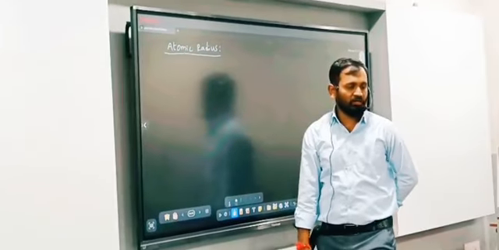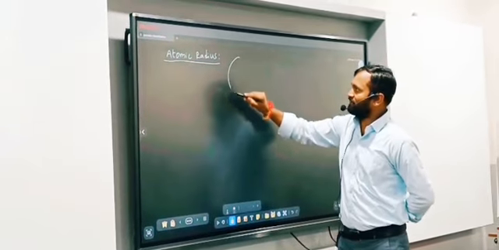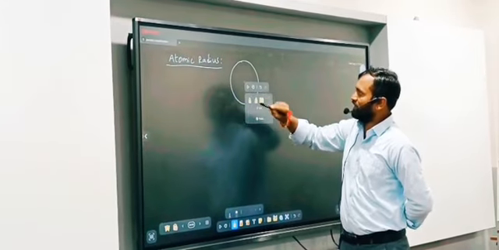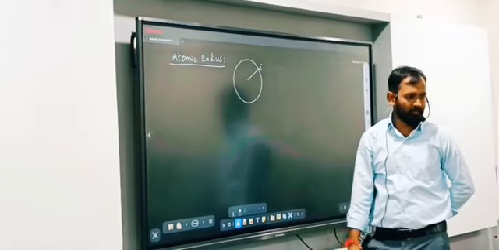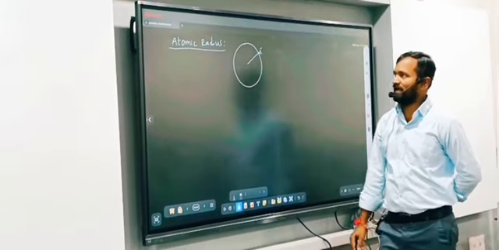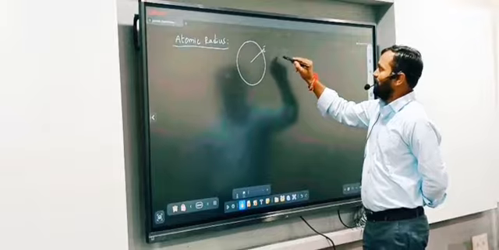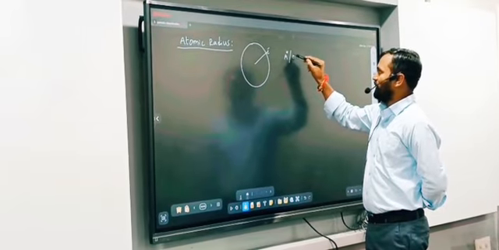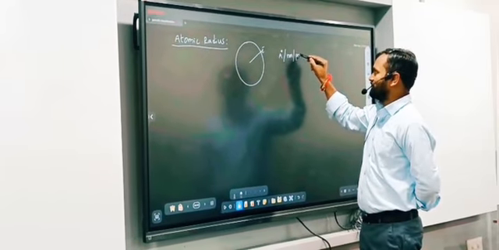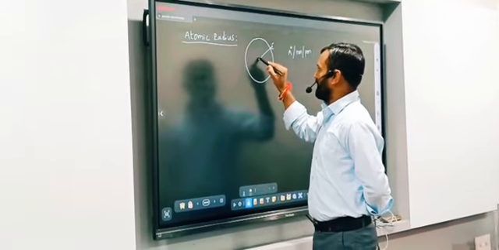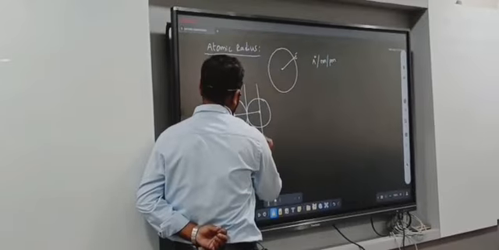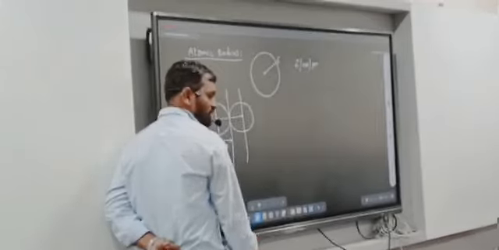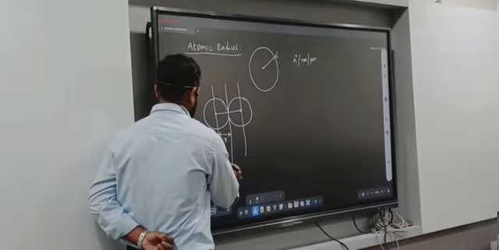The distance from the center of the nucleus to the outermost electron is known as atomic radius. The atomic radius can be measured in angstroms, nanometers, or picometers. In general, it relates to the internuclear distance. Half of the internuclear distance is nothing but the covalent radius.